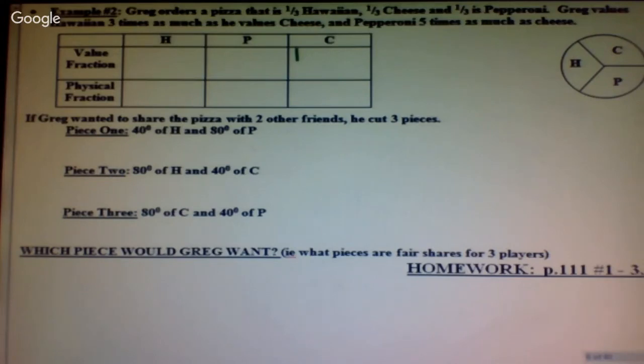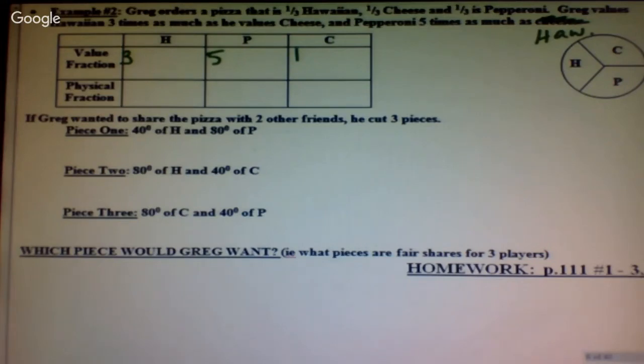Hawaiian is 3 times as much as cheese. So if cheese is a 1, Hawaiian is a 3. Pepperoni is 5 times as much as cheese. If cheese is a 1, pepperoni is a 5. Question. If I would change this and say pepperoni is 5 times as much as Hawaiian, what would pepperoni be? 15.